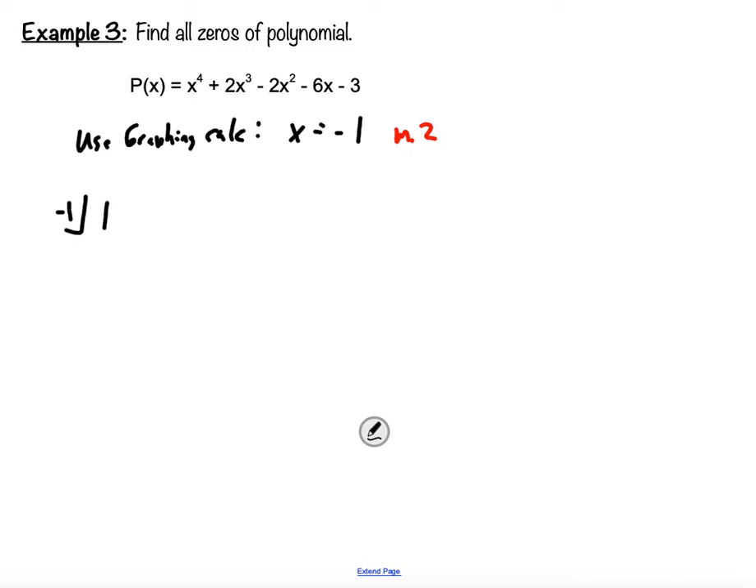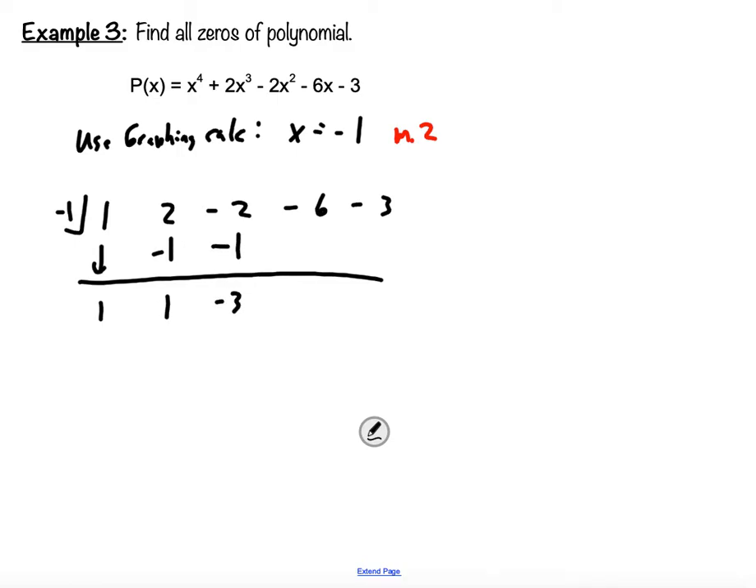Coefficients here. Bring down the first term, multiply by what's in the box, add, multiply what's in the box, add, multiply what's in the box, add, multiply what's in the box, add. So then I'm going to try -1 again, because we're thinking that has a multiplicity there of 2. So remember, we drop down by a power. x to the 4th becomes x to the 3rd. So my coefficients, 1, 1, -3, -3.